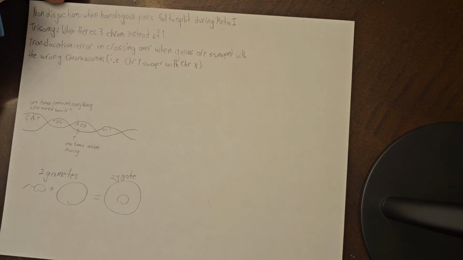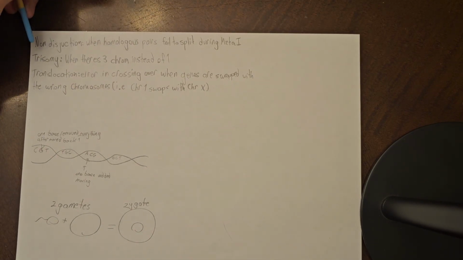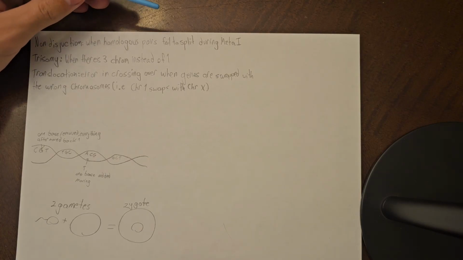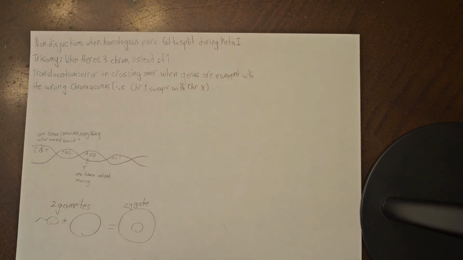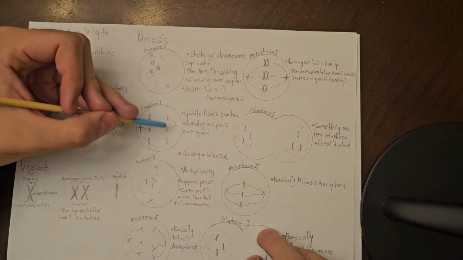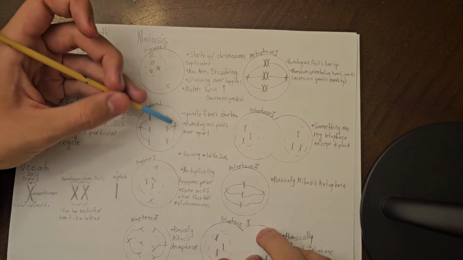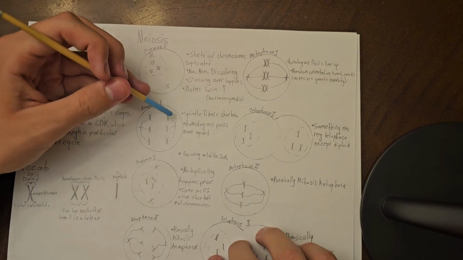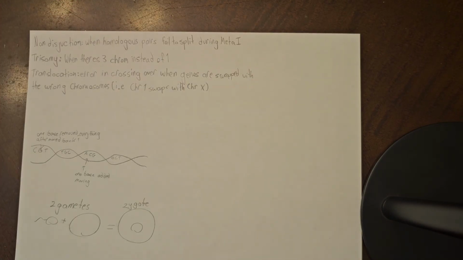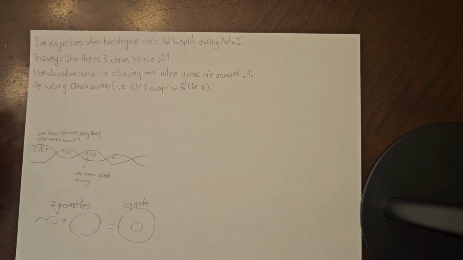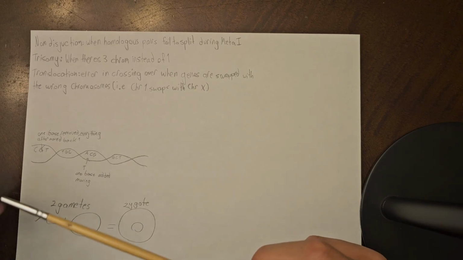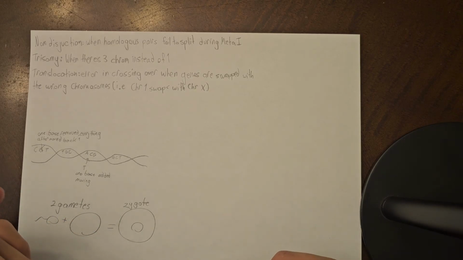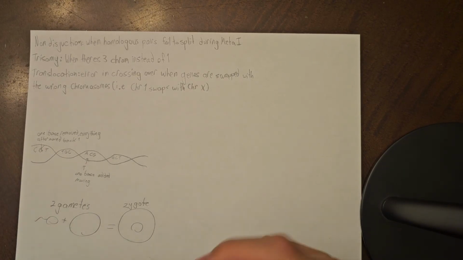There's a few things that can go wrong with meiosis. There's a non-disjunction when homologous pairs fail to split apart during metaphase 1. So right here, it would be like this one sticks to this one right here. So there's 1, 2, 3, 4, and 1, 2 here. Trisomy is a specific kind of non-disjunction where there's 3 chromosomes in the gamete cell instead of the regular, or there's 3 chromosomes in a zygote instead of the regular 2. So you'd have 3 X chromosomes or something like that.